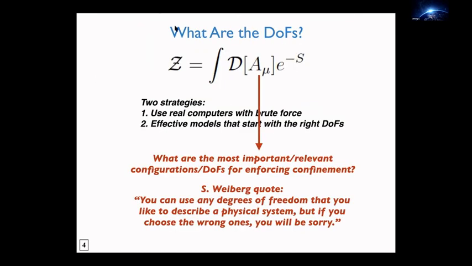that's an important question, because when you're dealing with a complicated quantum system, perhaps the most important question is what the degrees of freedom are. Now you're given this partition function, or whatever, theory of everything for QCD. You have a QCD action. You want to integrate over all your gluon fields and quark fields. There are only two strategies basically. Either you use the real computer with brute force, that's of course lattice QCD, or you build an effective model that starts with the right degrees of freedom, and then that of course brings the question: what are the most important relevant degrees for enforcing confinement?